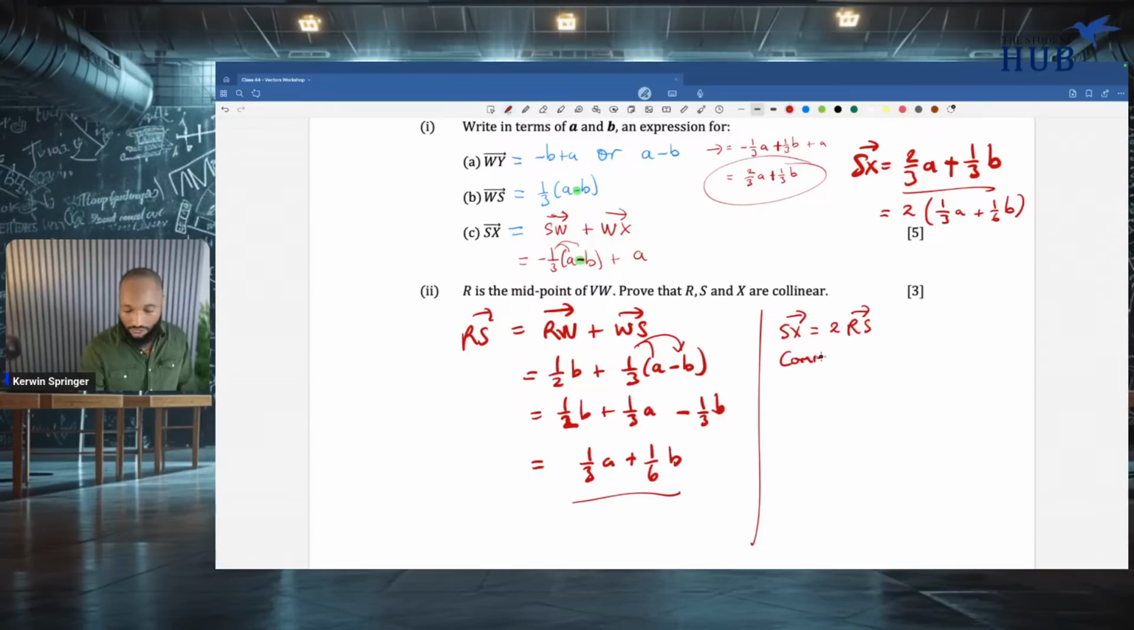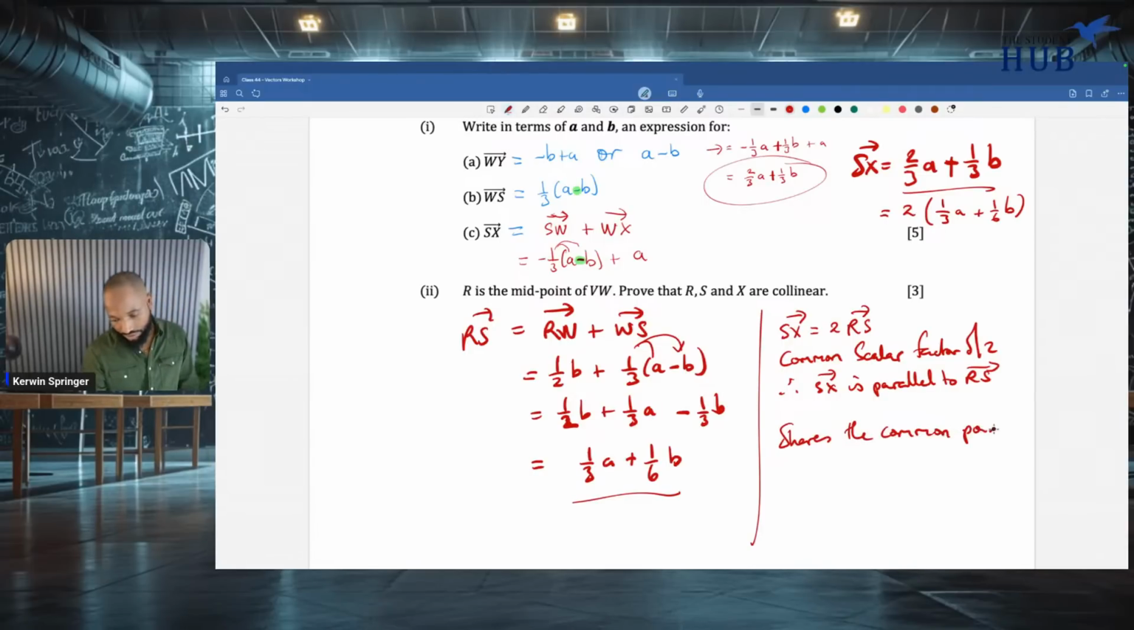So once you get that common scalar factor of 2, therefore SX is parallel to RS. So you get that first part, and then it shares a common point. What is the common point of these two vectors, SX and RS? S. Therefore, it is collinear.